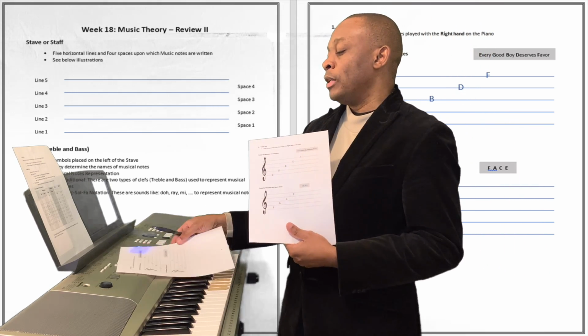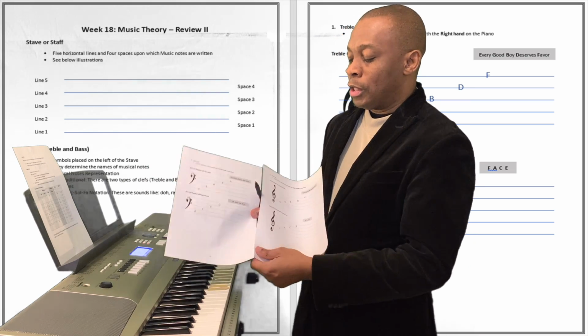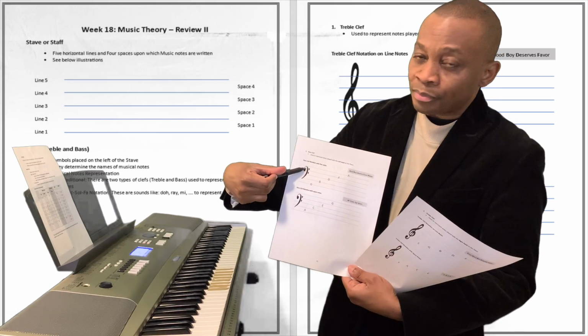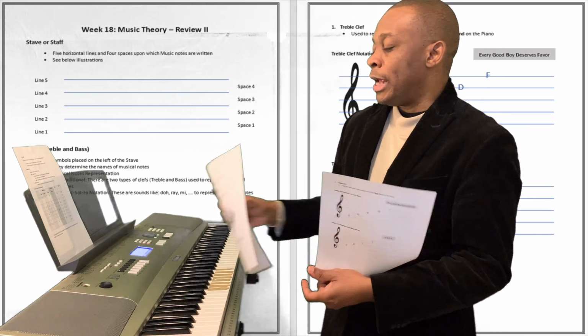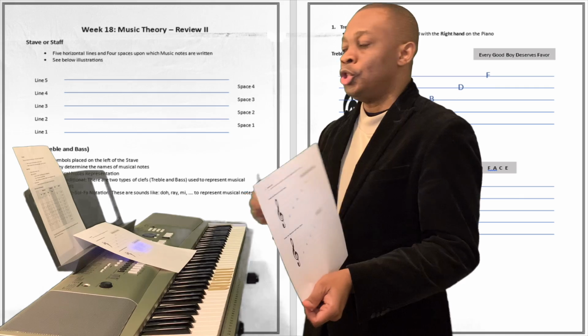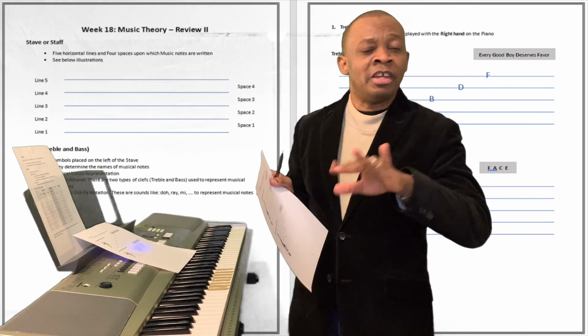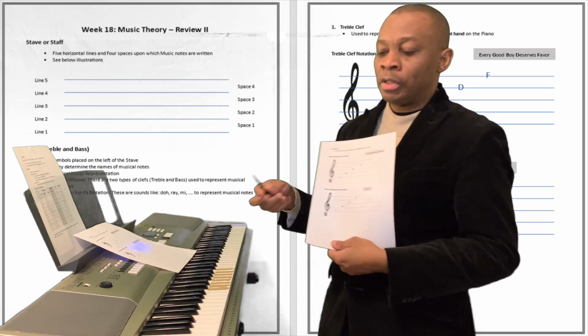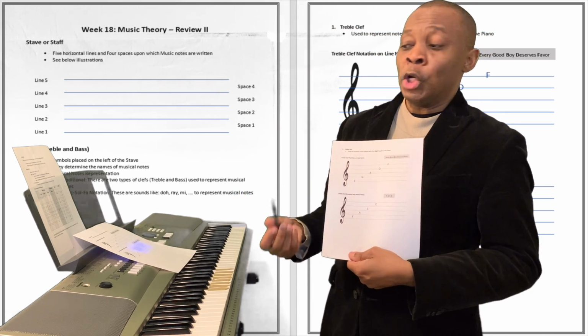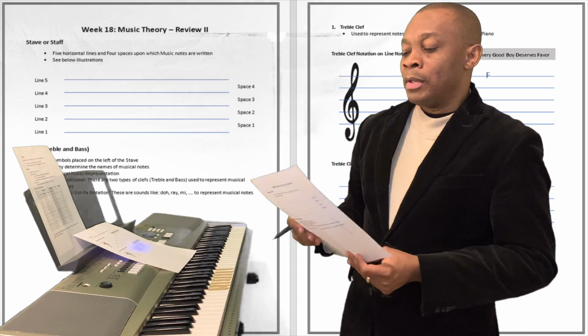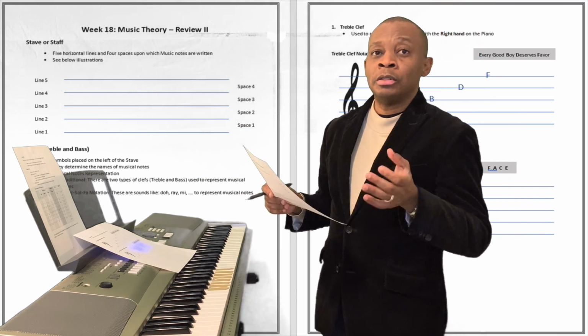And then there is another kind of clef which we call the bass clef. The bass clef is going to look pretty much like this. And the bass clef is what you use to represent the notes that you are going to be playing with your left hand on the piano. All right, the treble clef will be for notes that you are going to be playing with your right hand on the piano.